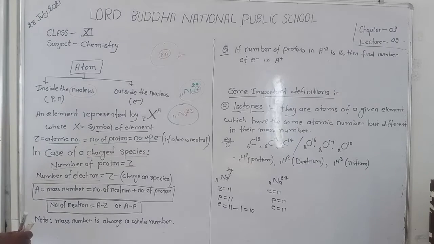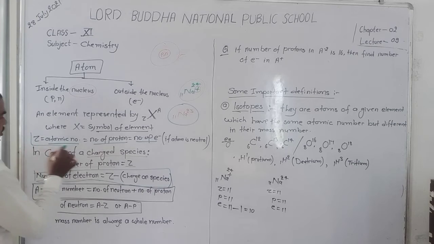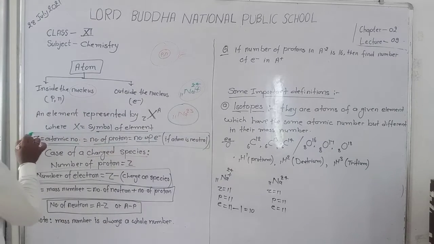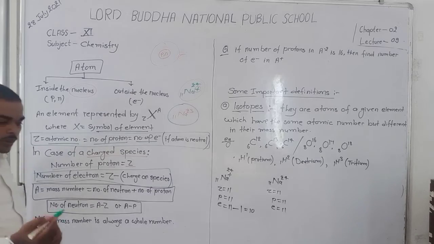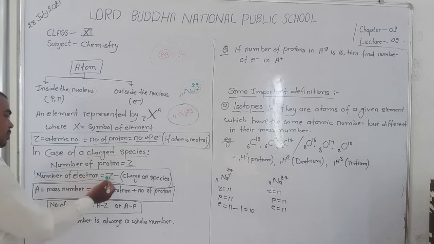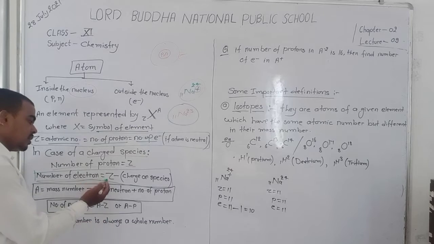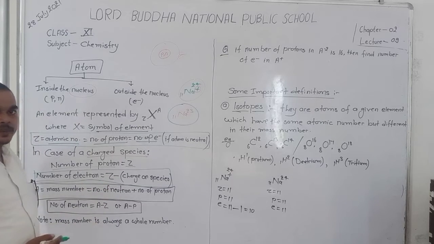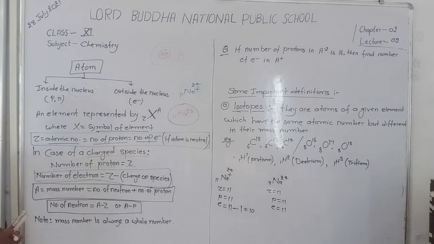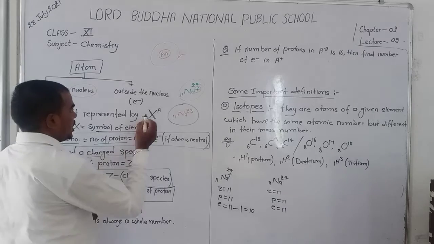So dear student, always remember the calculation of electrons in case of species and in case of neutral. In case of neutral, electrons equal the number of protons, but in case of charged species, electrons equal Z minus the charge on the species, where Z is also the proton number. Okay student.